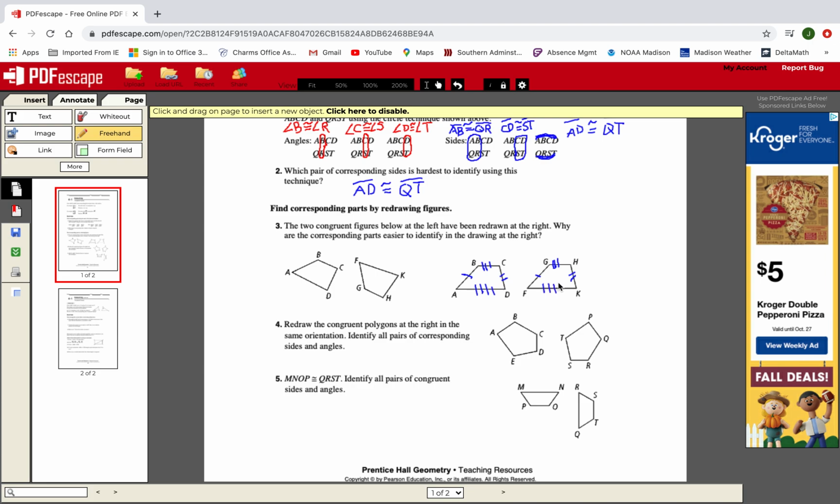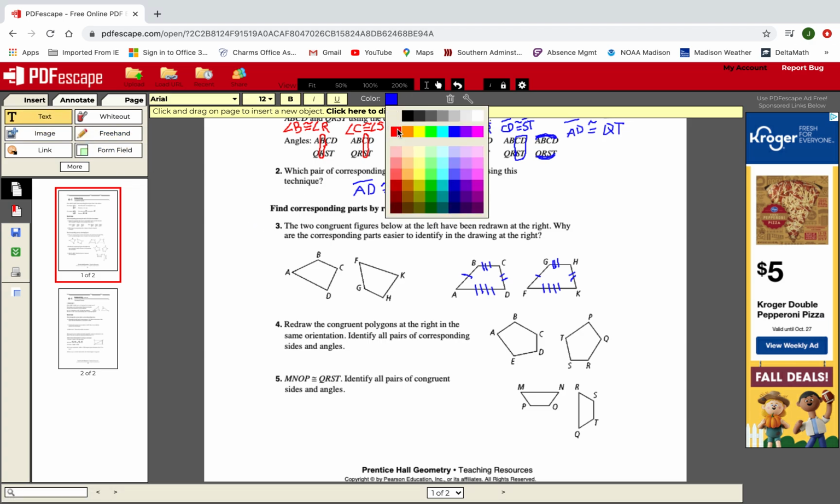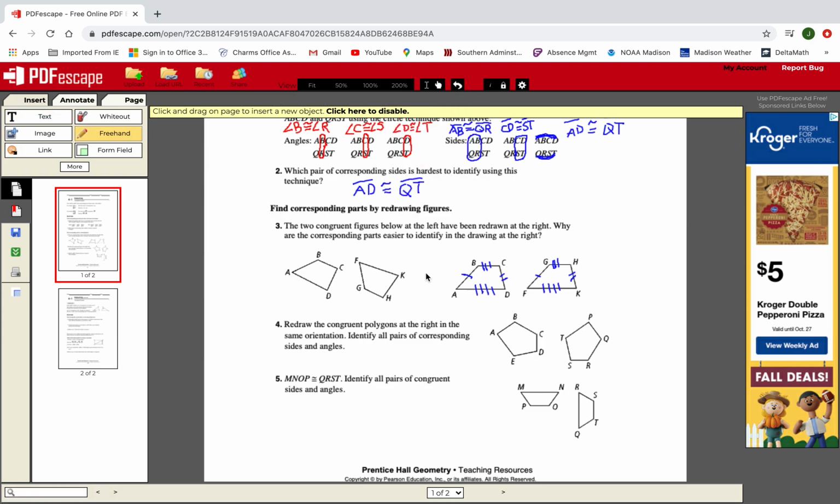So when you mark these figures all up completely, it can look like quite the jumble. But still it's worth doing. Okay, so if we did the angles the same way, we just have to put a different number of curves on each one. So angle B would correspond to angle G.